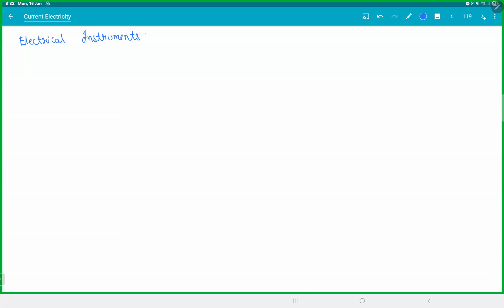Now, in electrical instruments, technically, there is only one instrument that we actually have. From that, we have to create everything else. So that is a galvanometer. We have a construction of galvanometer in magnetism. We will see that later on. So what does a galvanometer do? It's a current sensitive device.